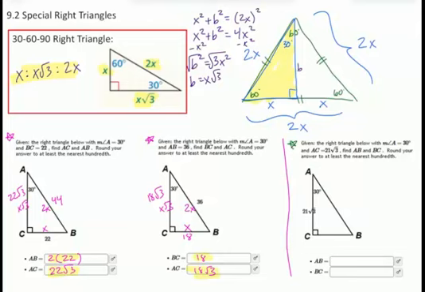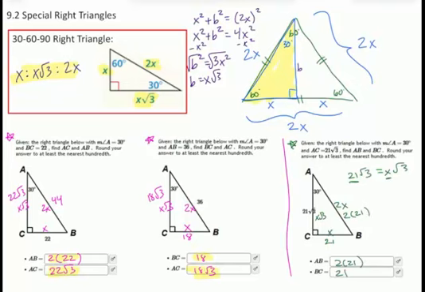So again, this still fits our pattern, right? So we still have x root 3, 2x. When we're looking at this pattern, 21 root 3 is equivalent to x root 3. And so you can see right here that your x has to be 21. So we can replace 21 here for the x, which means the hypotenuse is going to be 2 times that. And there's your answer. AB is 2 times 21.